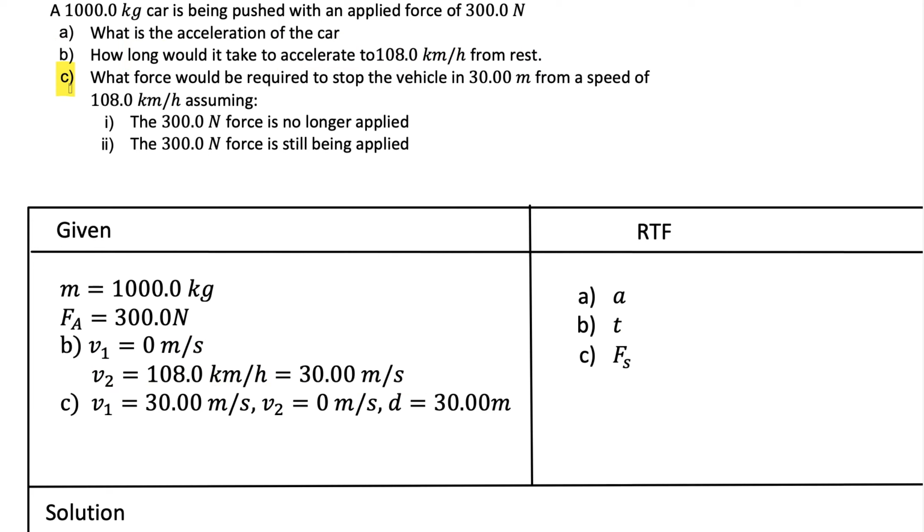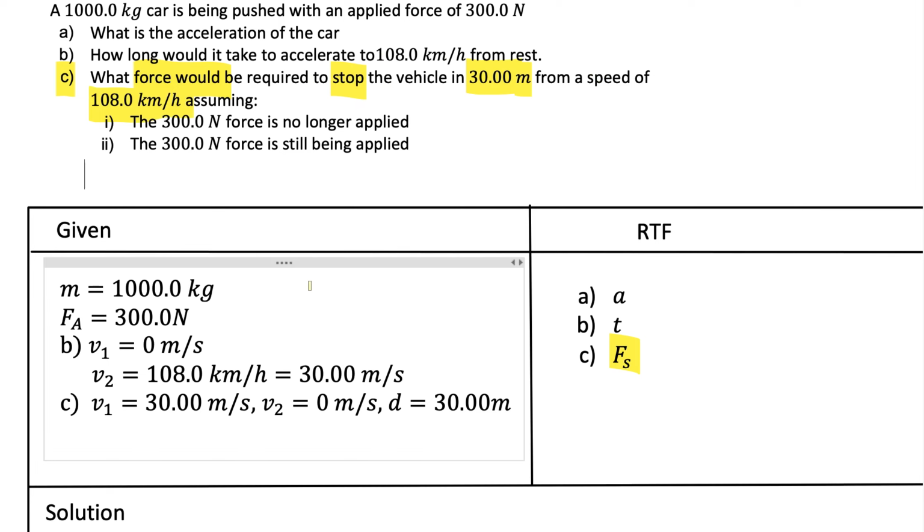Now let's take a look at part C. In part C, what force? Okay, so now it's gone back to a dynamics problem. What force would be required to stop? Okay, keyword stop the vehicle in 30 meters. Okay, so 30 meters, kinematics information. I apologize. 30 meters is kinematics information, and stop would also be related to some kinematics information from a speed of 108 kilometers per hour. So we're stopping from an initial speed of 108 kilometers per hour.